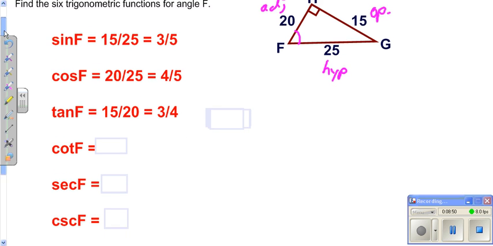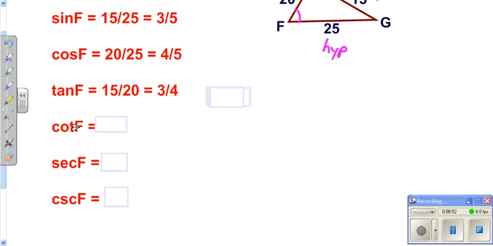Then we have the reciprocal functions. Here this is cotangent, so it's a reciprocal of tangent. So you've got to take your tangent answer, flip it upside down. Secant is the reciprocal of your cosine. So take your cosine answer, flip it upside down. You also have your cosecant. That's the reciprocal of your sine. So take your sine answer, flip it upside down.